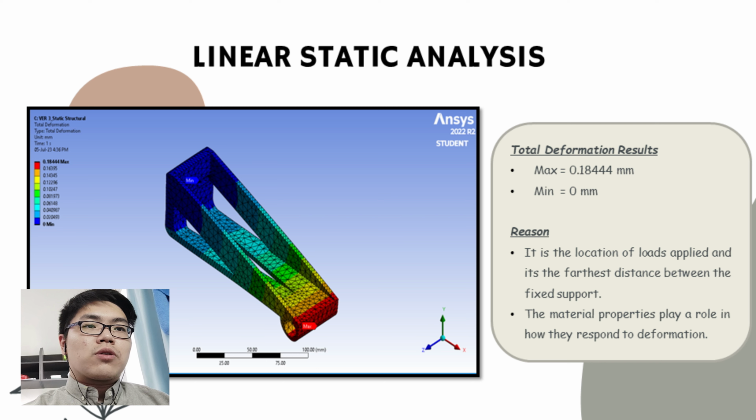Following, the slide shows the total deformation result. From the diagram, we can note that the maximum deformation is 0.1844 mm. It is labeled by the color red. The maximum deformation is located at the right side of the hole, used to handle the 100 newton load. This may occur because it is the location of the load applied and it is the farthest distance from the fixed support.